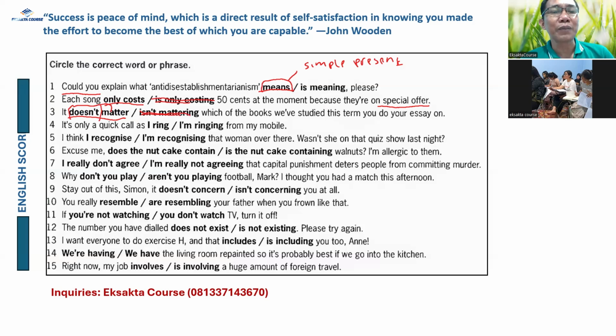Use negative, so doesn't, and then the verb without s or es. Even though the subject is it, because we already use doesn't, the verb has no s or es.